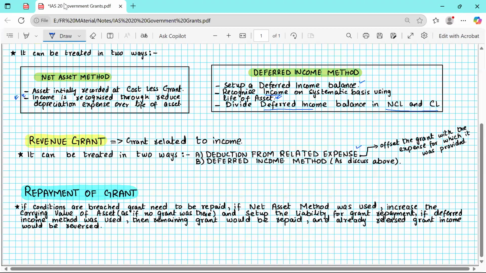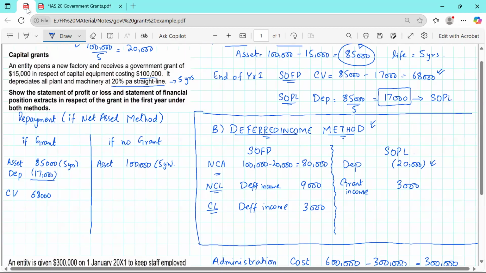Here in the notes, it is clearly written you need to increase the value of the asset considering what the value of the asset would have been if the grant was not there, and set up the liability for grant repayment. The liability part is very simple. Setting up the liability means you will credit the liability by 15,000, because you now have to repay this grant. That is what you need to do on the credit side. Very simple, you set up the liability that we have to repay the grant.